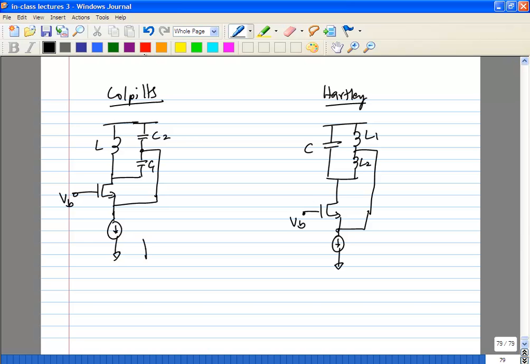Okay, and so today, of course, we also saw that the frequency of oscillation is 1 over root LC equivalent. So what we'll do is analyze this guy, the Colpitts oscillator, today.